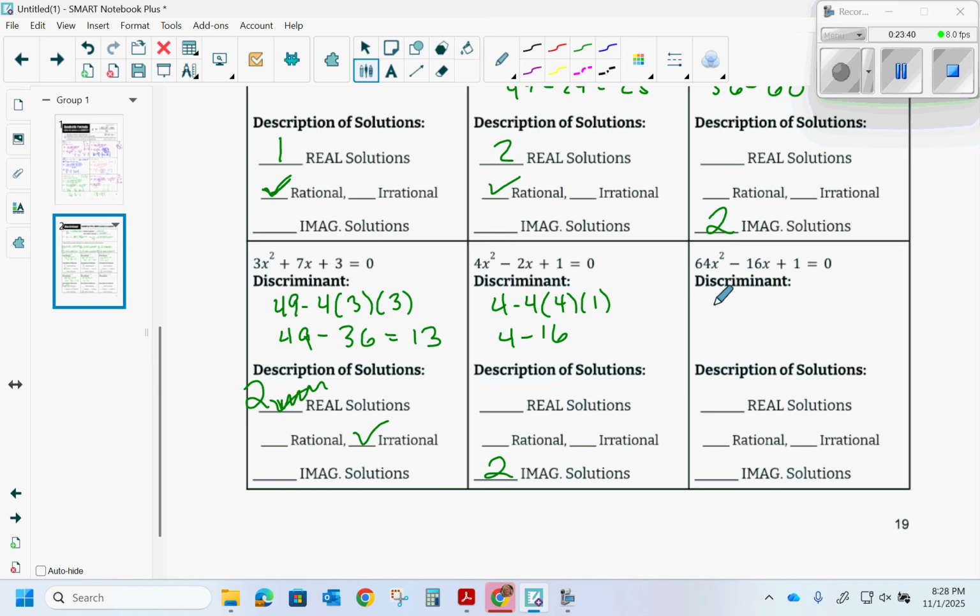And then here, b squared is 256 minus, and that is going to be 256. It's 256, so you get 0. There's one real solution, and it'll be rational. Okay? All right, so there we go. I'm just going to leave it at that.